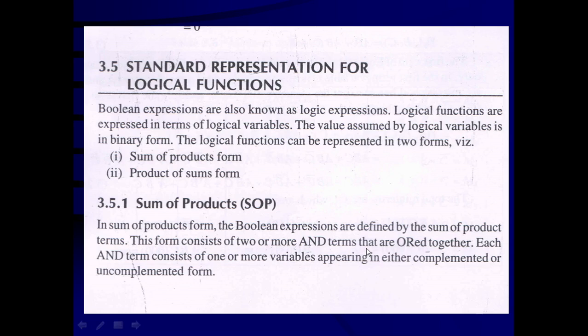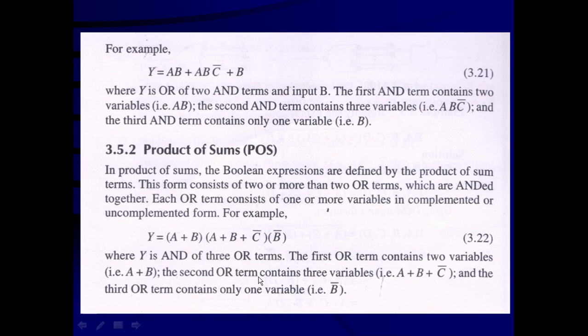Now for the AND terms, the variables may be in complemented or uncomplemented forms. That means the variable A can be either uncomplemented or complemented. That means A bar will be there. And this way it can appear in complemented or uncomplemented forms.